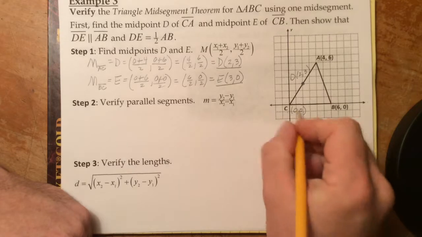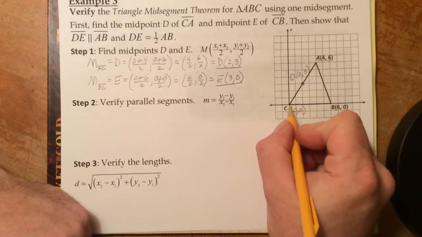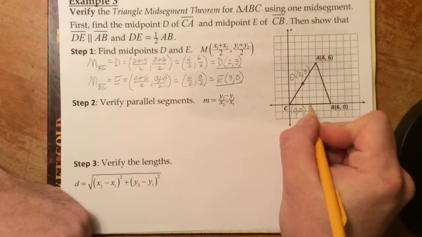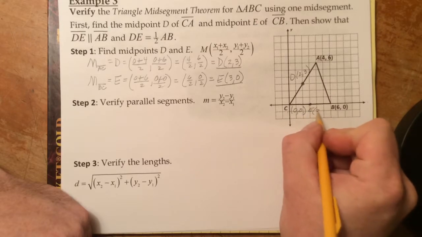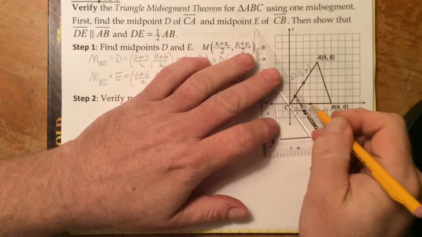So the midpoint of BC is at (3, 0). Check it out. Start at the origin, go to the right 3, go 0 up or down, and there's our midpoint. Midpoint E at (3, 0). Take a straight edge and draw that midsegment.